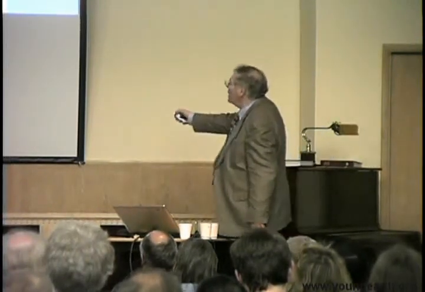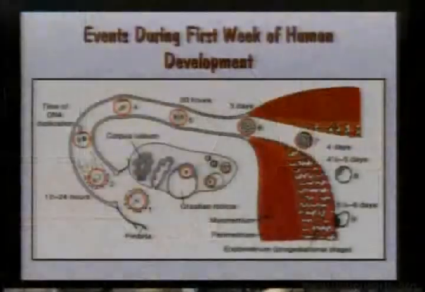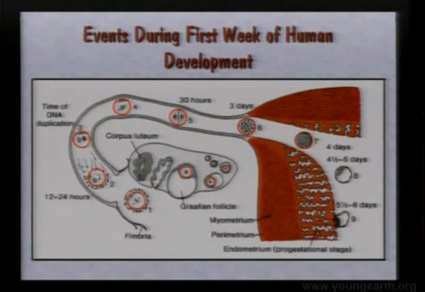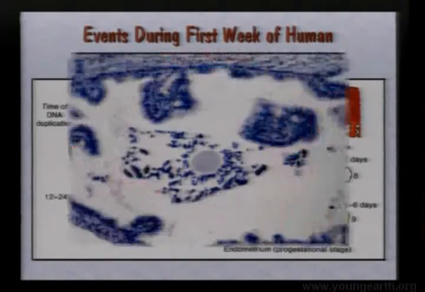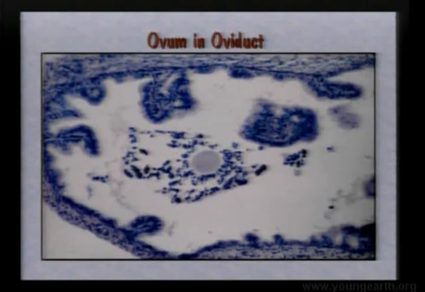Well, this is the whole map of what we're going to talk about, basically right here. This is about a week's work here. From the time the egg's released until it implants in the uterine wall is about a week. Let's start right at the beginning, an egg released in the oviduct. This is not human, it's mouse, but it is very similar to the way it would look in a human.